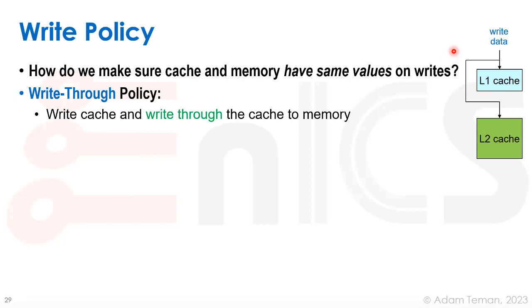So the first way of doing it is kind of trivial. It's what we call write through. Every time we read from the cache, fine, we read from it. But once we write to the cache, at the same time, we write to the outer level of cache.